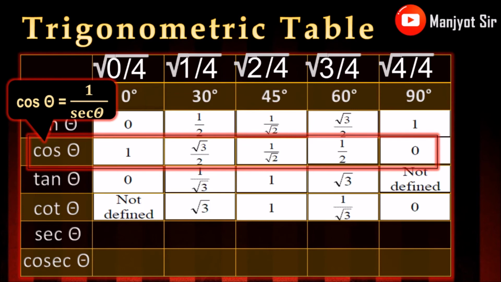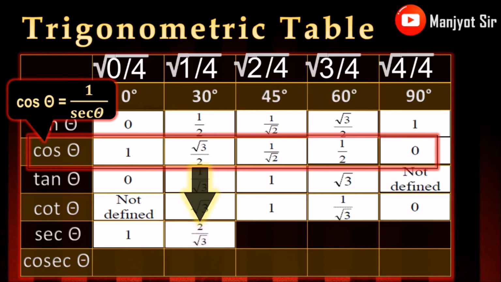So the first term, cos 0, is 1. If you take the reciprocal of 1, it will be 1. So sec 0 remains 1. Next term. If you take the reciprocal of root 3 upon 2, it will be turned upside down, so it will become 2 upon root 3. So sec 30 will be 2 upon root 3.